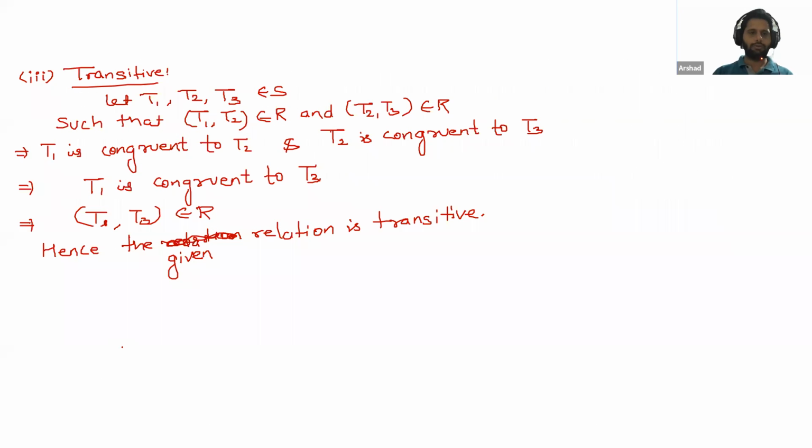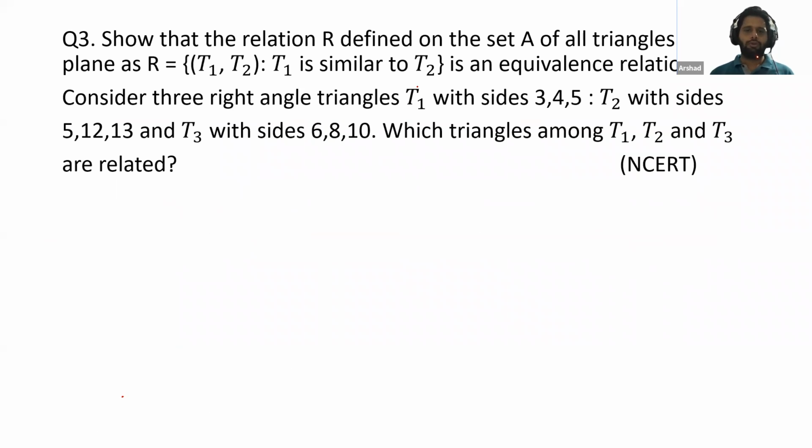Next question is, okay, let's try this question. Show that the relation R defined on the set of all triangles in a plane as T1 is similar to T2. So this question is quite similar to what we have already completed. So here the relation is similar to. You need to show that this is an equivalence relation.